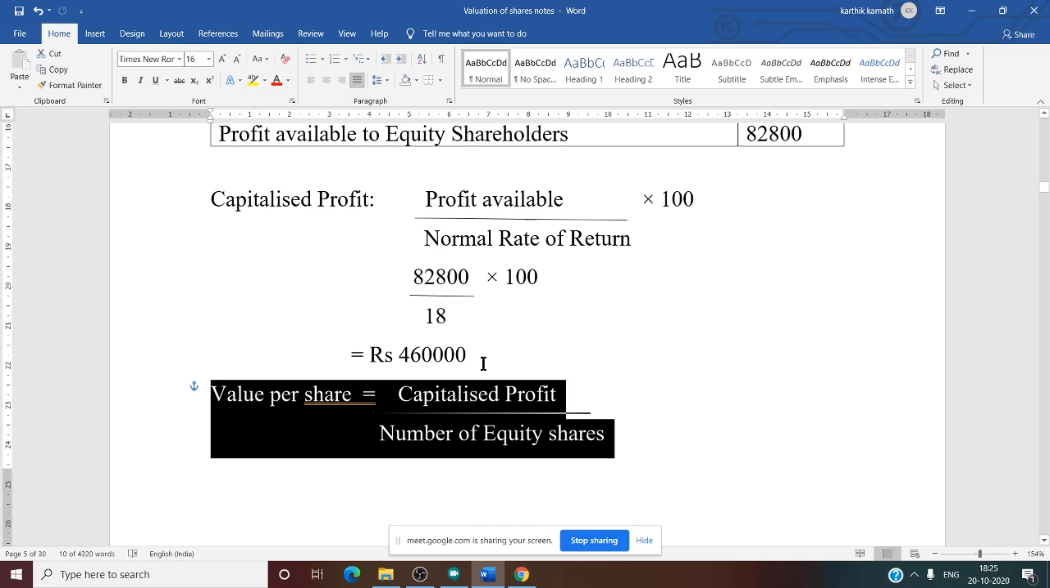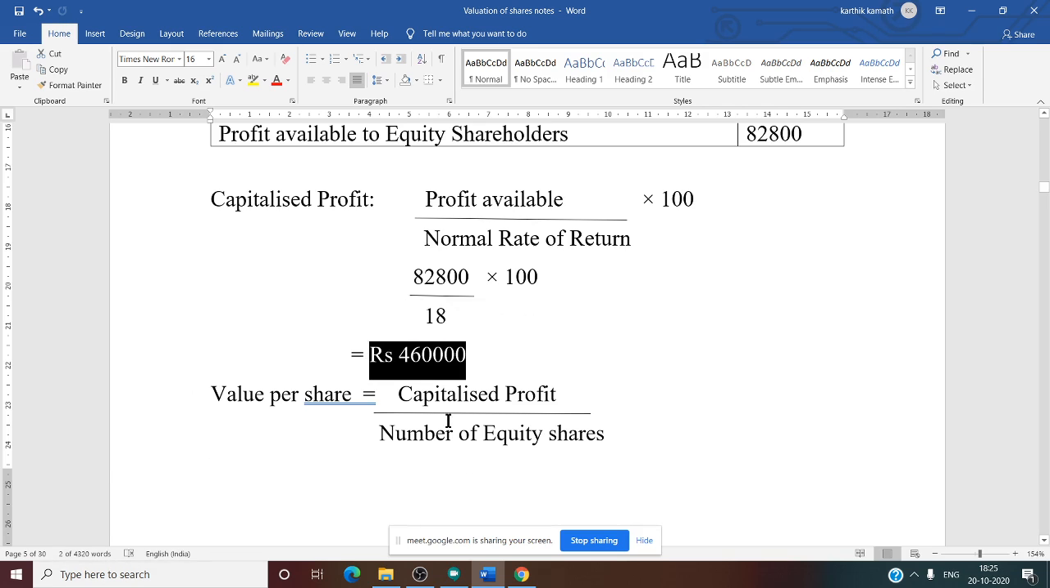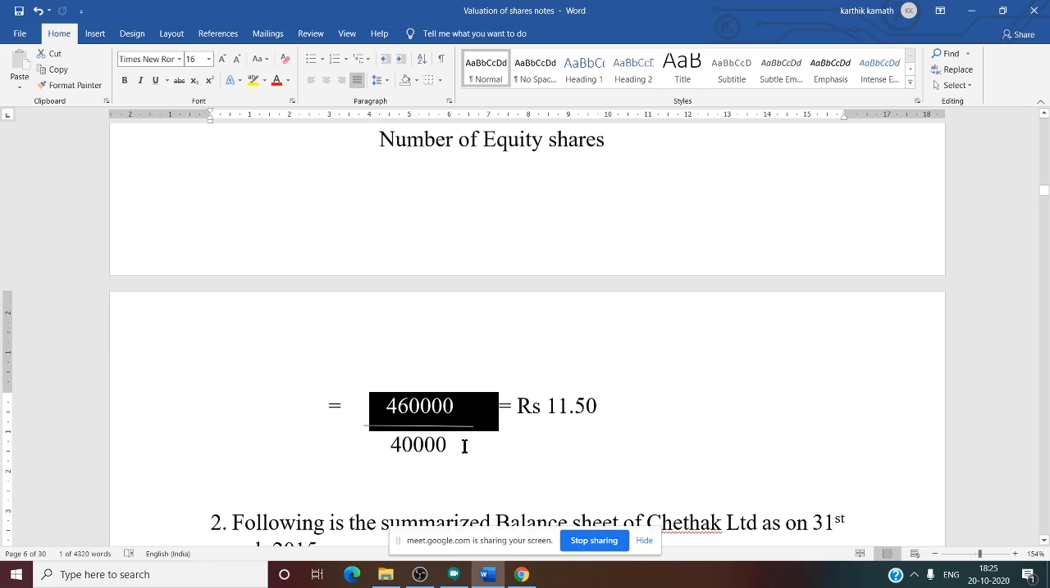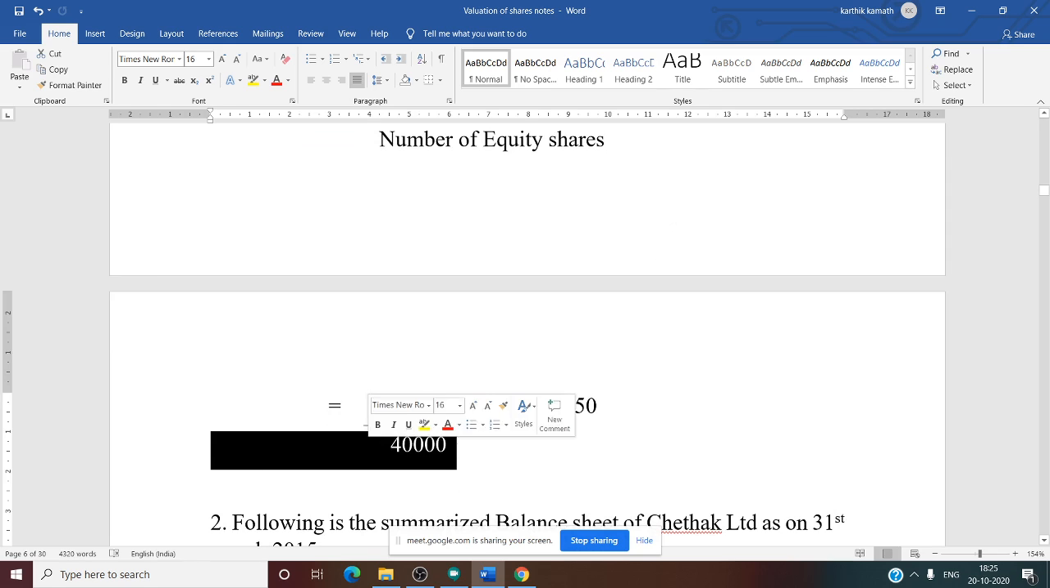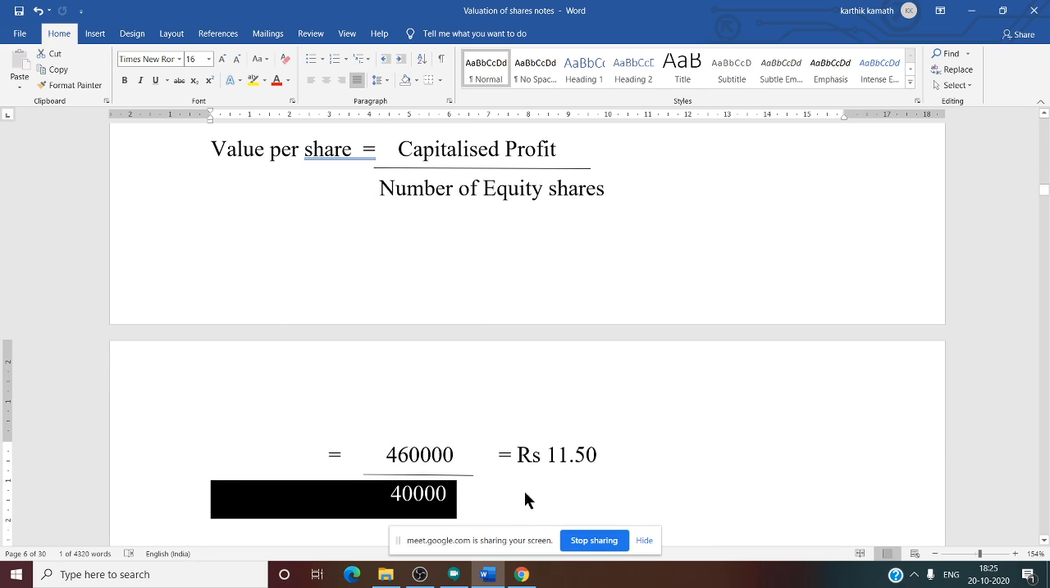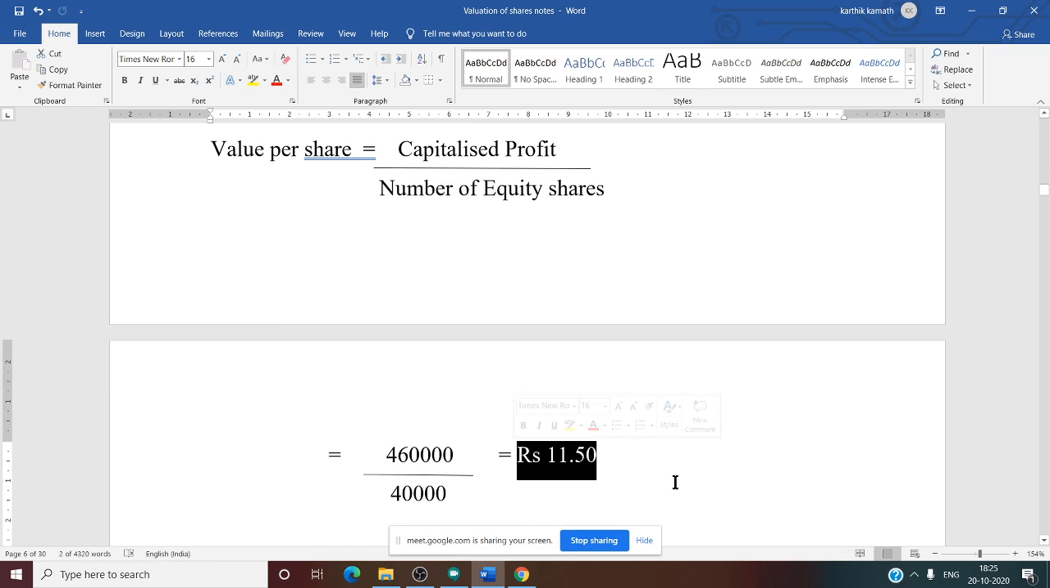So what is our capitalized profit? Just now we got the answer, 4,60,000. So 4,60,000 divided by number of equity shares. Share capital is given in the question, 4 lakh, and the face value is given, that is 10. So how to find the number of shares? We have discussed in the net asset method. That is 4 lakh divided by 10, which gives 40,000, the number of equity shares. So 4,60,000 divided by 40,000, value per share under the yield method is 11.50.